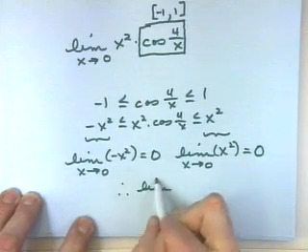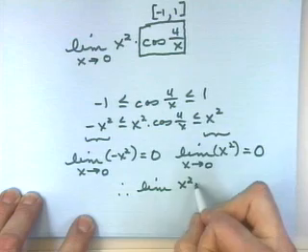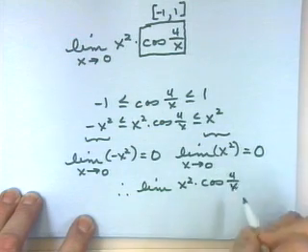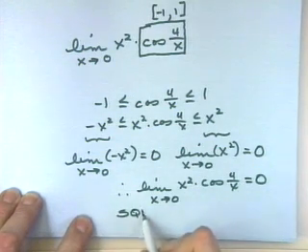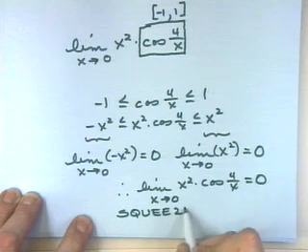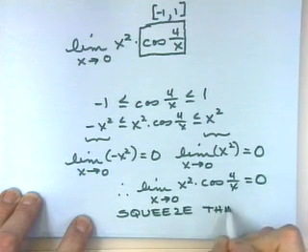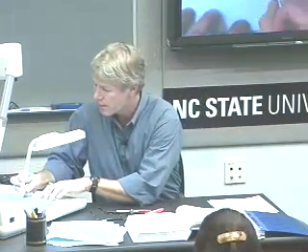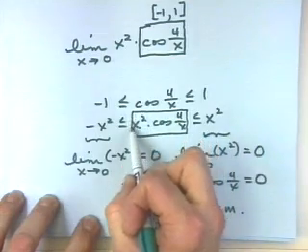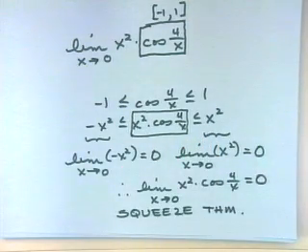So therefore, the limit of x squared times the cosine of 4 over x as x goes to 0 is 0, by the squeeze theorem. So it's a whole lot better to work with negative x squared and x squared than it is with that ridiculous mess we started with. So if they both go to 0, the one in the middle must also go to 0. That is squeezed to 0 because of what's on either side of it.